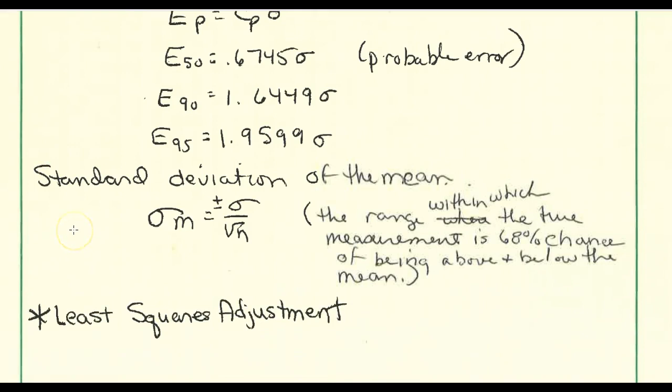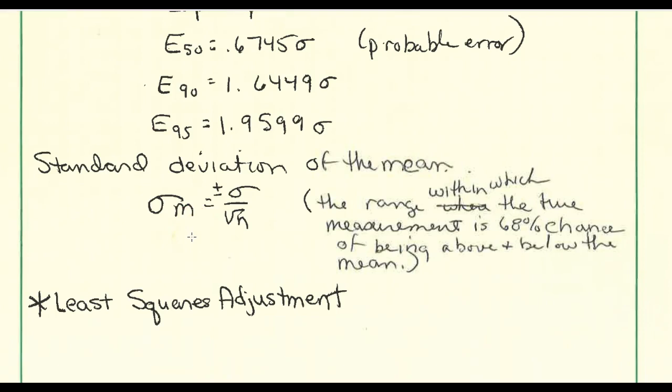The next calculation we do is the standard deviation of the mean. Once again, it's based on the standard deviation: plus or minus the standard deviation divided by the square root of the number of data points. What that means is this is the range within which the measurement has a 68% chance of being above and below the mean. So you're 68% likely that the value you've chosen is within that 68% range.